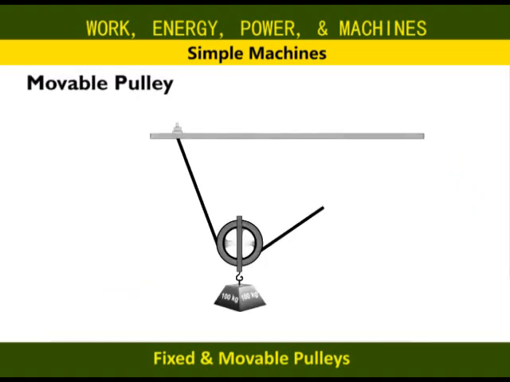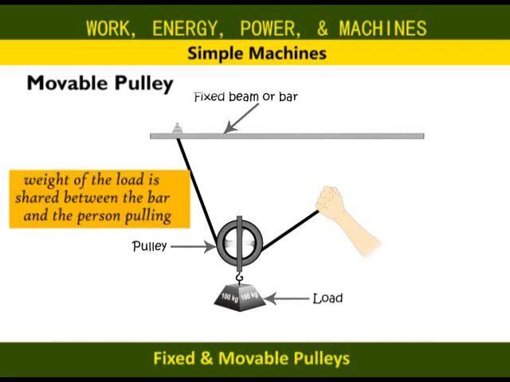In a movable pulley, the pulley is not tied to any beam or bar. One end of the rope is tied to a fixed beam or bar, and the other end is free to be pulled, and the pulley is at the center to which the load is attached. This way, the weight of the load is shared between the fixed bar and the person pulling the rope. It is a pulley that moves along with the load.